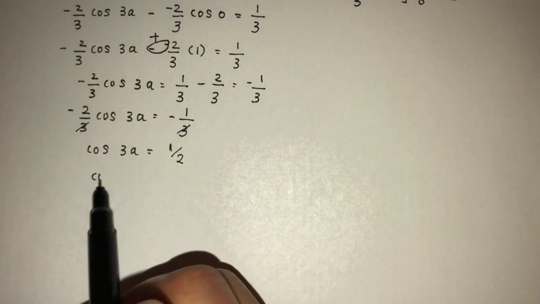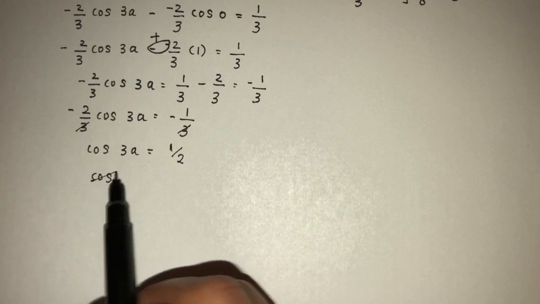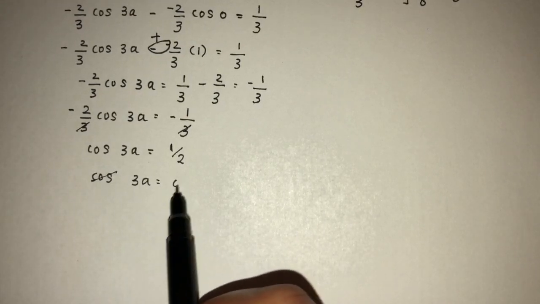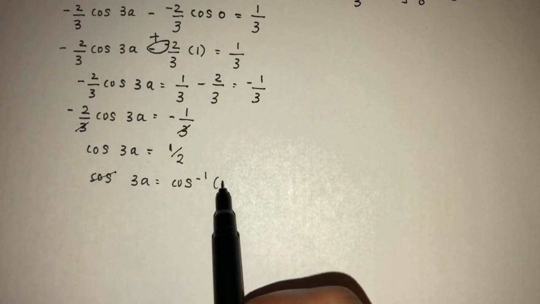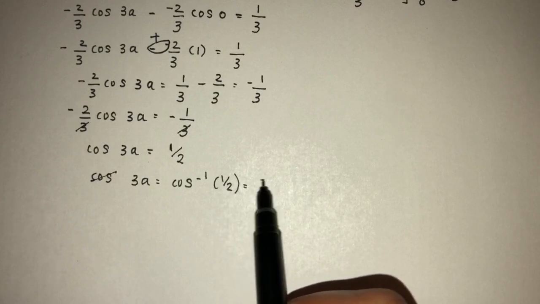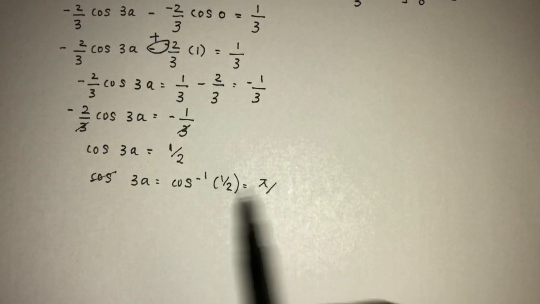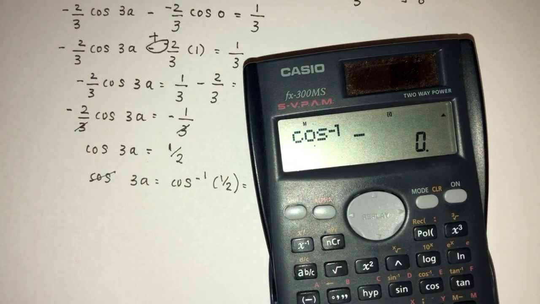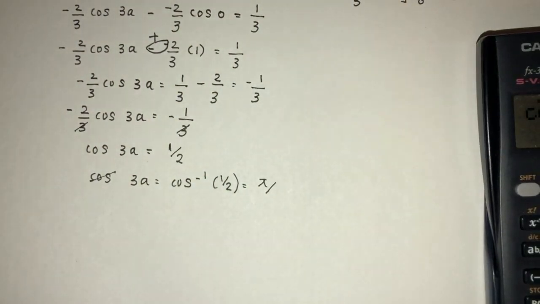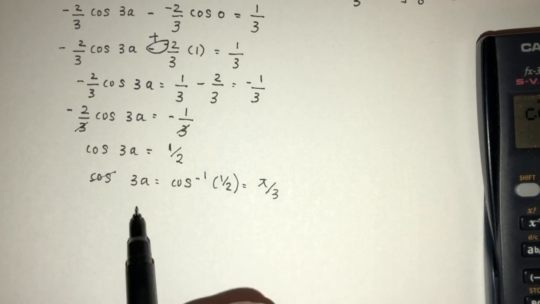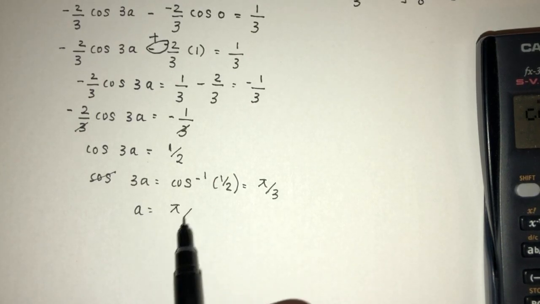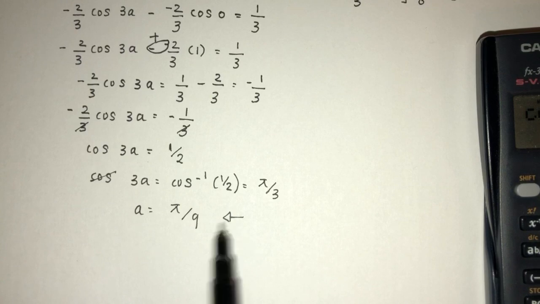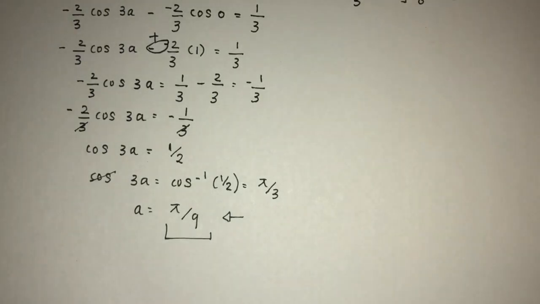Now, cos 3a is a half. Again, you can check if you want to: cos inverse of 0.5 will be 60 degrees, which is pi by 3. So a will be pi by 9. And this will be your value of a as required.